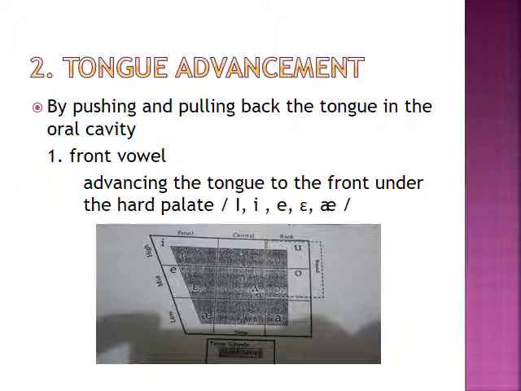Now the second classification is tongue advancement. Tongue advancement means you are pushing and pulling back the tongue in the oral cavity, or you are advancing and retracting your tongue. Take a look at the first division of the tongue advancement classification. The first one is front vowel. Front vowel is made by advancing the tongue to the front under the hard palate. You can feel that your tongue goes up under the hard palate.